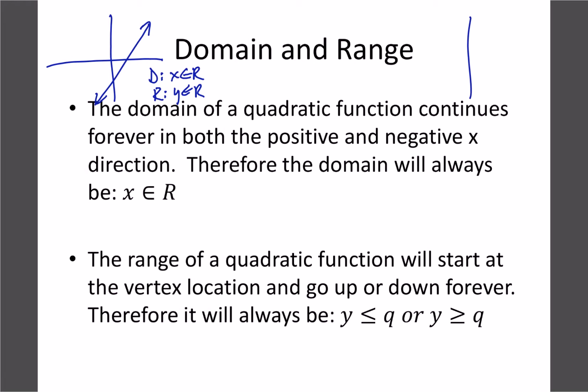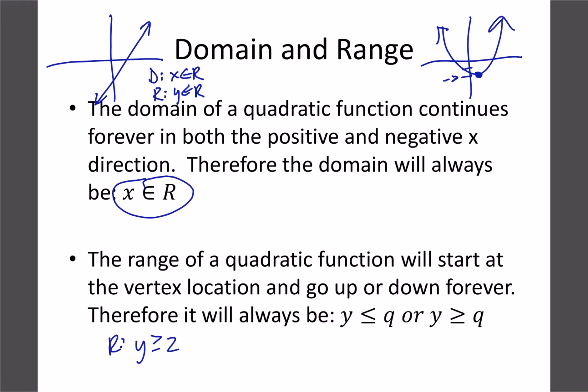Now with quadratics, it still goes on and on forever in both directions in the x direction. So we say our domain is still x ∈ R, it can be any real number, but now our y direction is different because we're stopping at a certain point. So we go from our minimum, in this case, all the way up. Let's suppose that was at, say, -2. We would say our range then would be y is greater than or equal to -2.